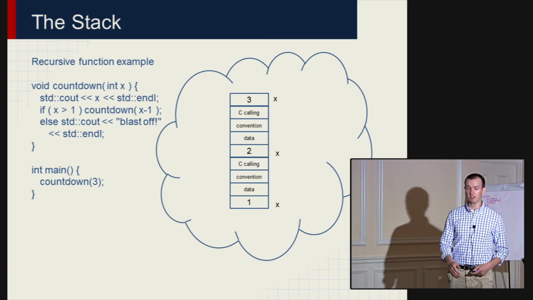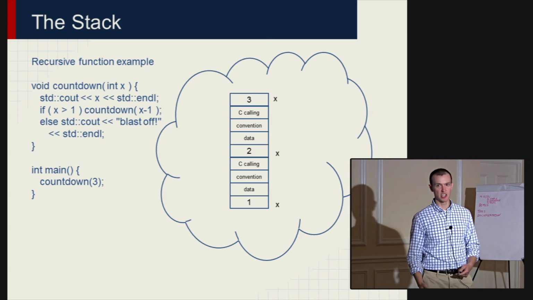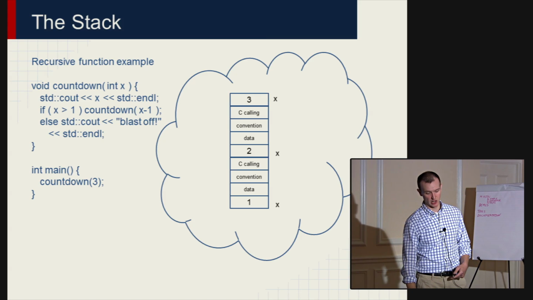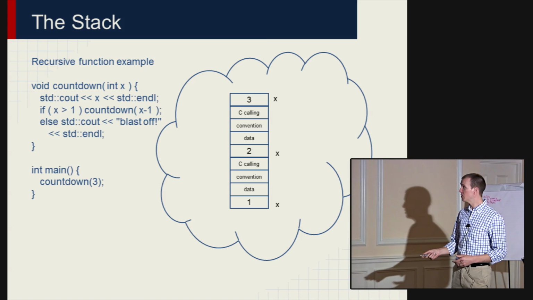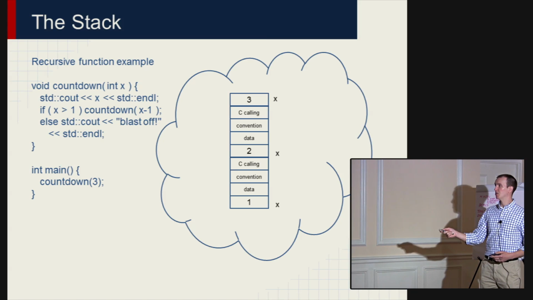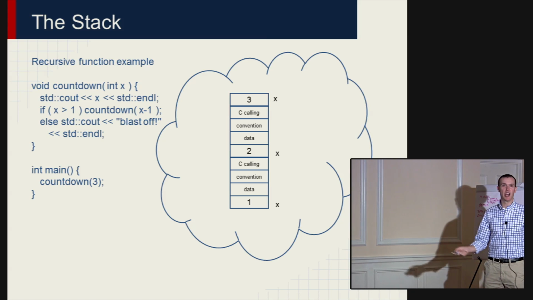Okay, so what does recursion look like? You guys had a Fibonacci example where you actually had to use recursion. So what happened when you actually wrote your recursive functions? Okay, so here's a countdown function. It's going to take as argument some integer x. It's going to print out x, and then if x is greater than 1, it's going to invoke itself with the value x minus 1. And then if it's not greater than 1, then it's going to yell blast off. Okay, so what is this program going to output?